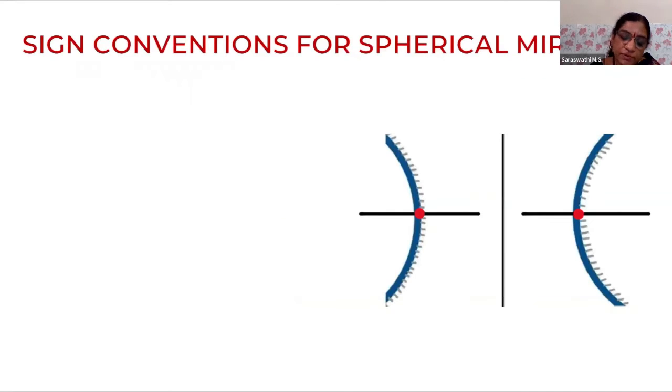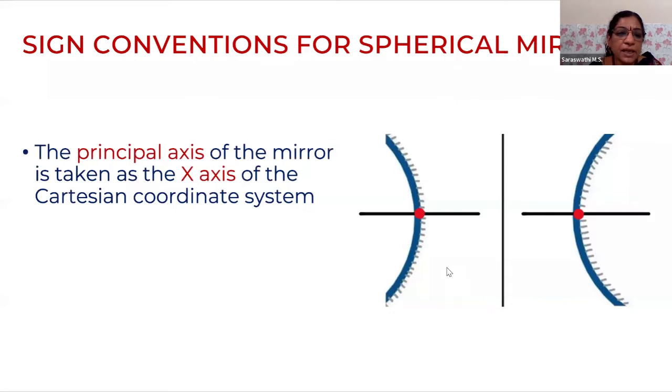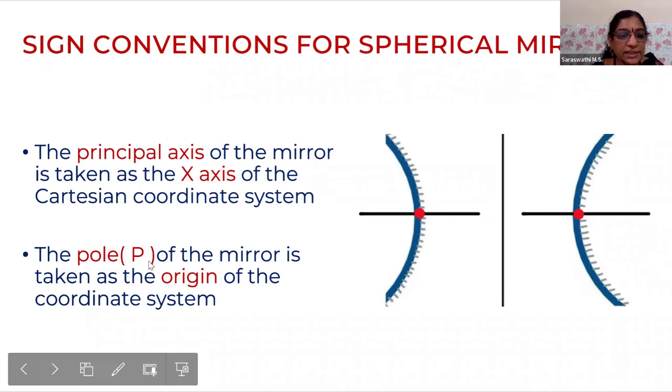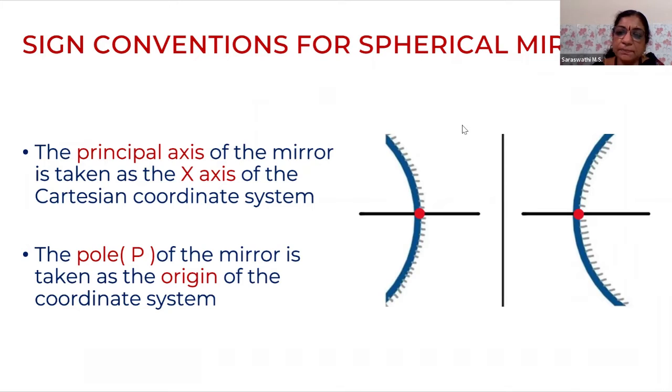Now, what is very important before we teach the problems is making them understand the sign conventions for spherical mirrors. So this is a concave mirror, this is a convex mirror. The principal axis of the mirror is taken as the x-axis of the Cartesian coordinate system. Can you see here? I think you all know how to draw a graph. We normally divide the graph sheet into 4 like this. The pole of the mirror is taken as the origin of the coordinate system.